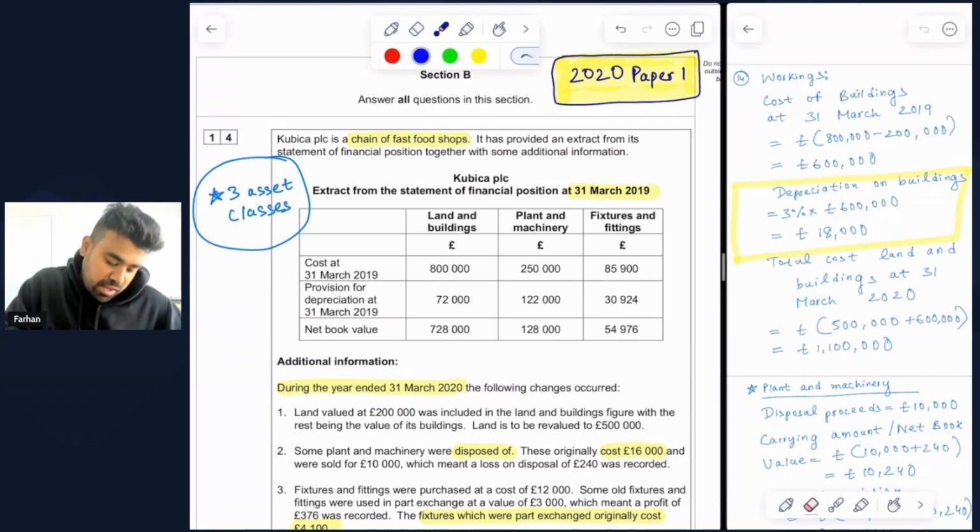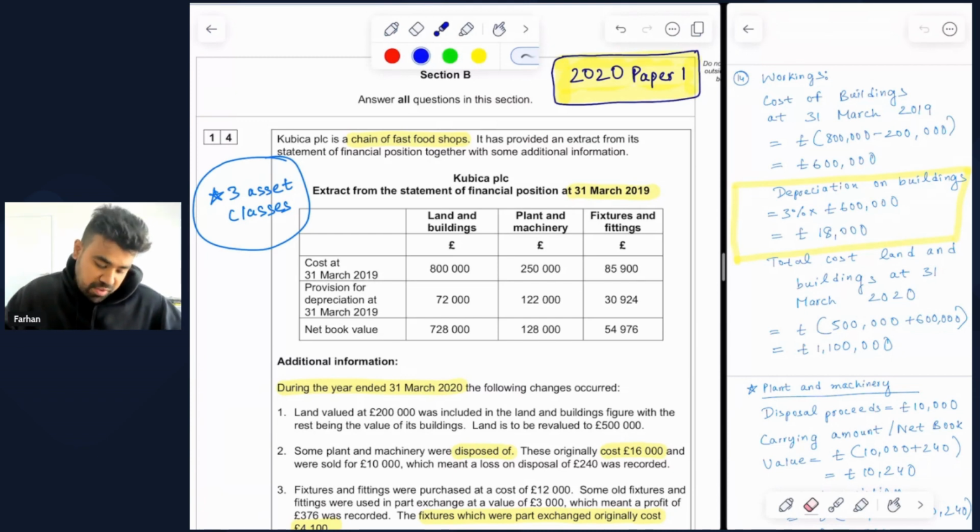So here you can see that we have been given three different classes of assets: land and buildings, plant and machinery, fixtures and fittings. And we have been given the cost at 31 March 2019 for each of these three different assets. We are also given the total depreciation at 31 March 2019 and the relevant net book value, which is what we can calculate by subtracting the total depreciation from the original cost.